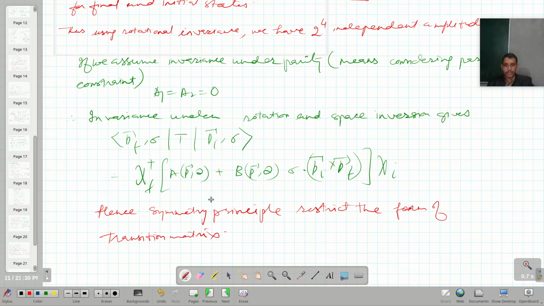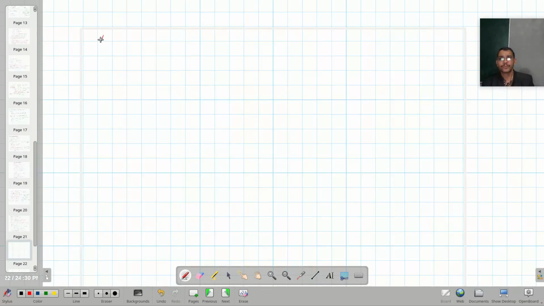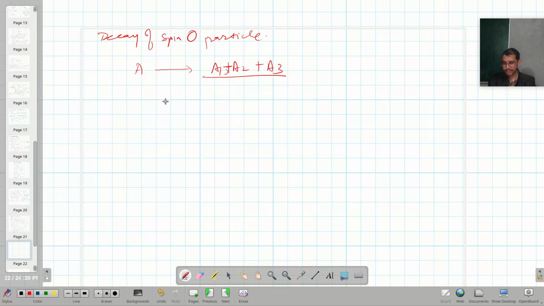So let us now talk about the second case. The second case is the decay of a spin 0 particle. For this, consider a particle A and it decays to particles A1, A2 and A3. This decays into 3 particles. Considering the rest frame of the particle, its momentum is 0. It must be equal to the sum of momenta of the other 3 particles.